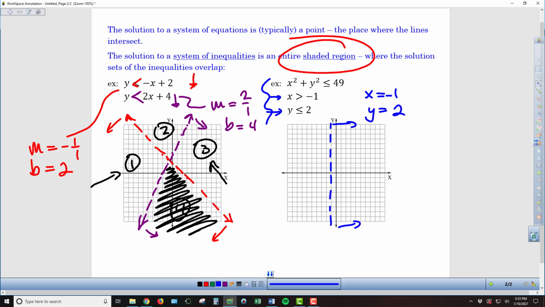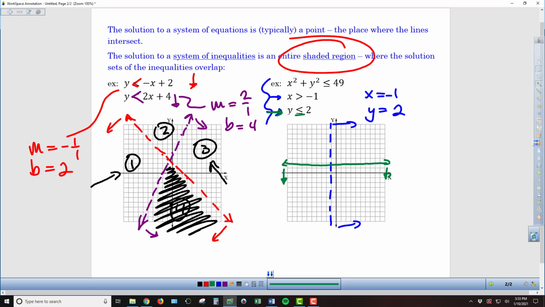In the case of y is less than or equal to 2, for that one, we'll do that in green. So that's going to be a horizontal line through 2. Because of the equal to, we're going to have a solid line. So I'm going to have a solid horizontal line here. And for the y values that are less than or equal to 2, that's going to be below this line.